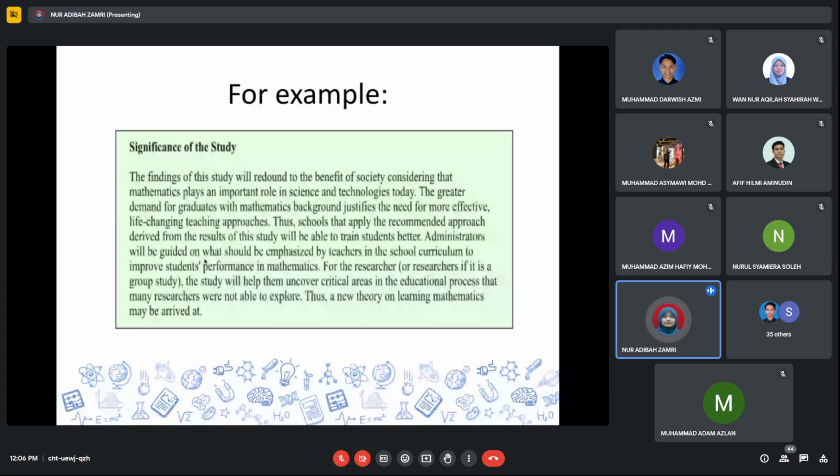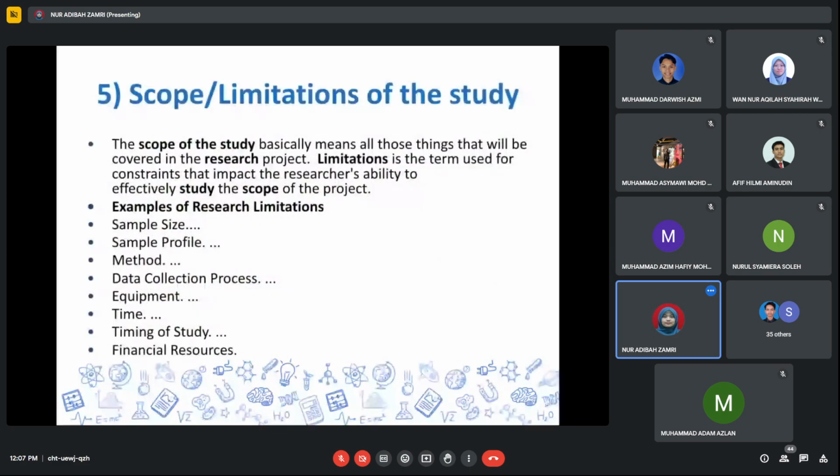Administrators will be guided on what should be emphasized by teachers in the school curriculum to improve students' performance in mathematics. For the researcher, the researcher also will benefit as well. The study will help them uncover critical areas in the educational process that many researchers were not able to explore. Thus, a new theory on learning mathematics may be arrived at. So you can see that lots of people will benefit from this study. Okay, so this is what we call significance of the study.